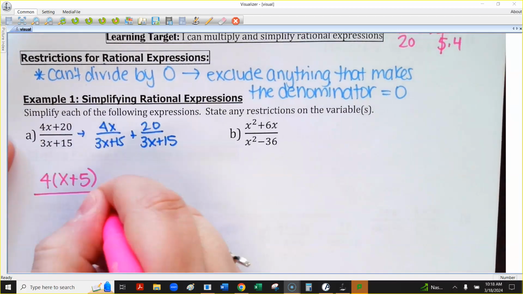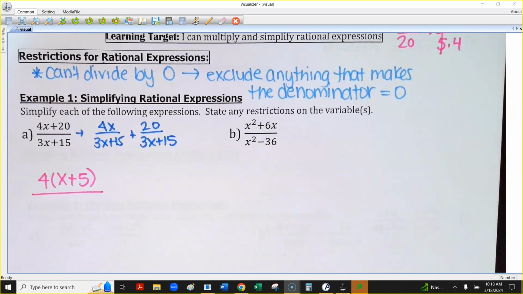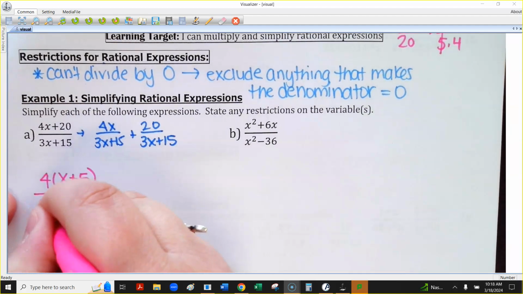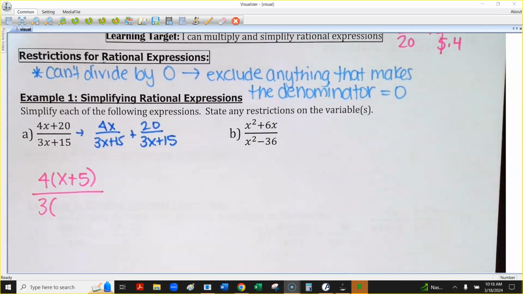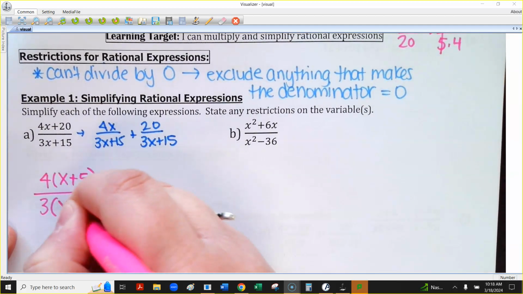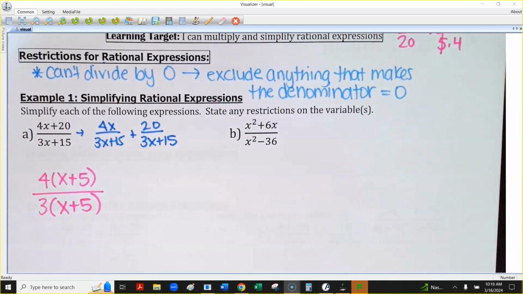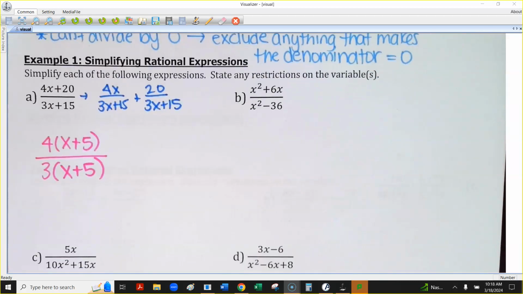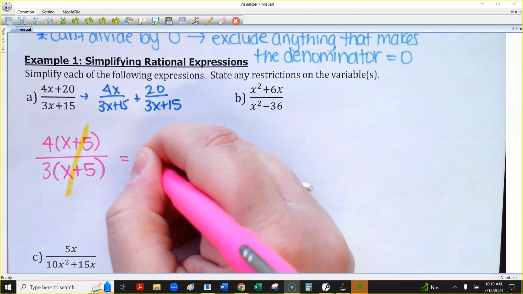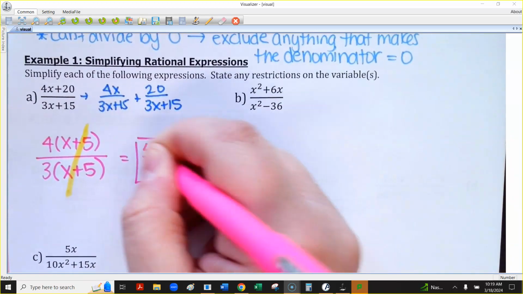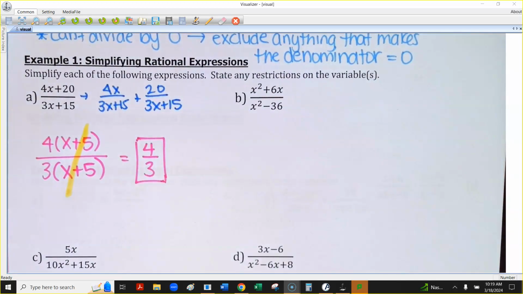Okay, on the bottom, what do 3x and 15 have in common? 3. What would be left if you divided 3 out? X and 5. Okay, now here's the deal. I'm multiplying two things on the top. I'm multiplying two things on the bottom. If they match, which they do here, they're both an x plus 5, then you can cross it out. And this would reduce to 4/3. It doesn't always happen. Sometimes you have variables left, but in this particular problem, that cancels out as long as they match and as long as it's in the format where you're multiplying things together. So I'm multiplying 4 times that x plus 5, 3 times that x plus 5. Then you can cross it out.